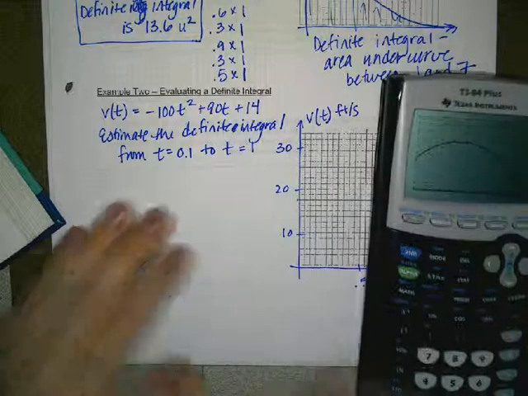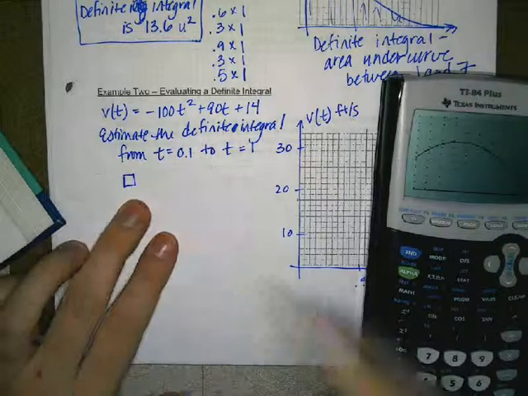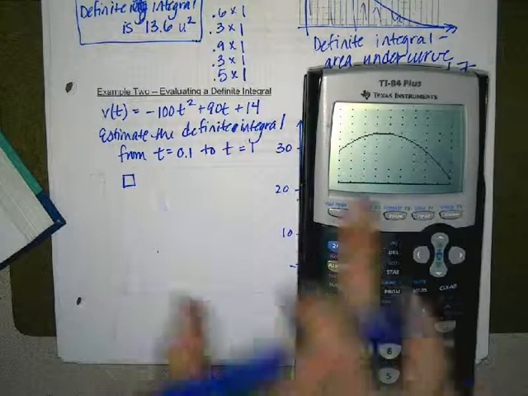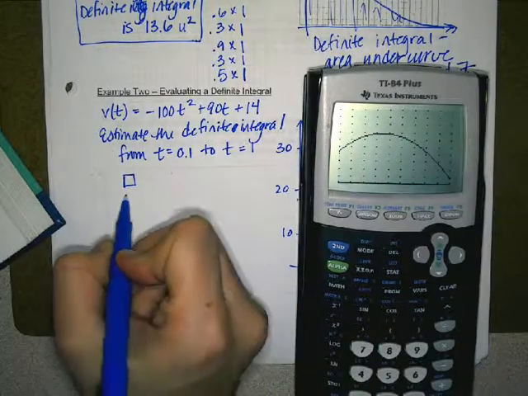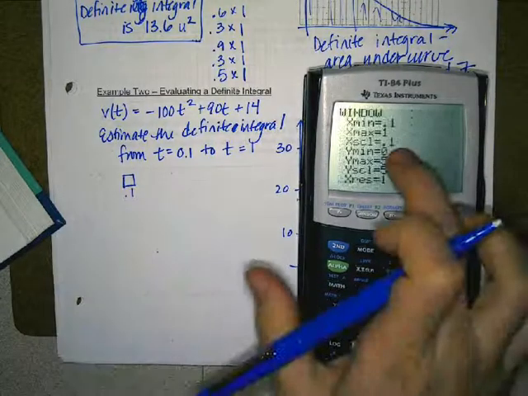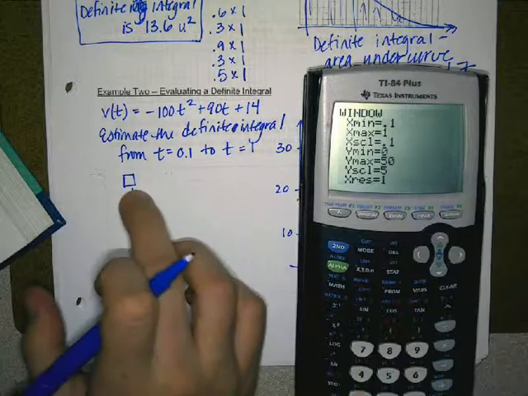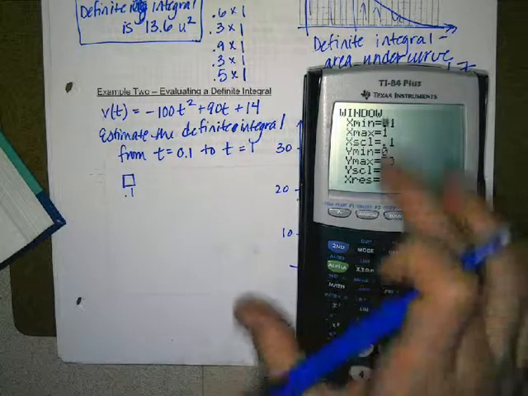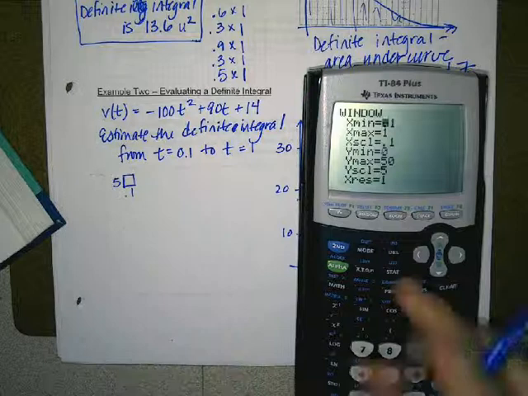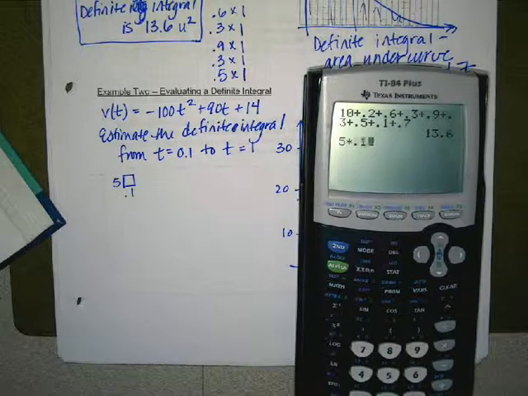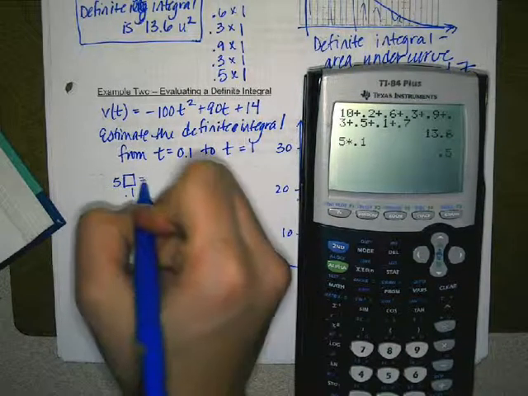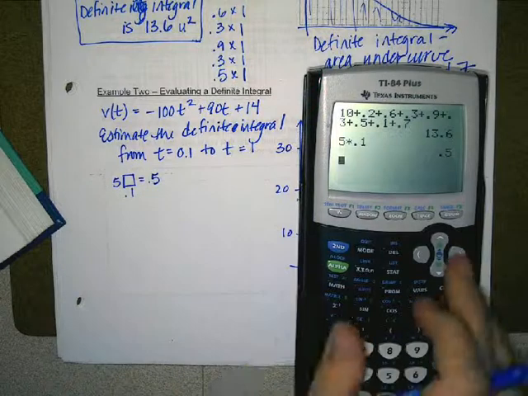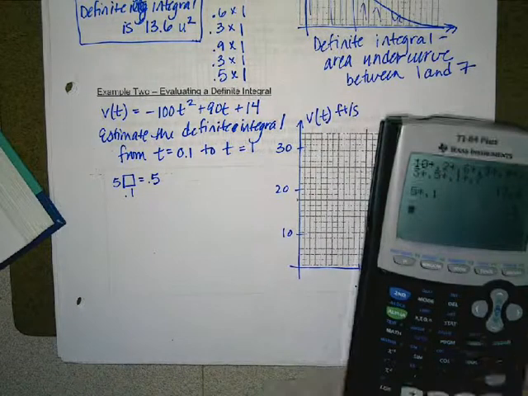And this is where we draw the little area box to represent what each square is worth. Every x, like I went up by 0.1 on my x's, so every x is worth 0.1. And then every y is worth 5. So 5 times 0.1 will give me an area of 0.5. So every square is worth an area of 0.5. Okay, going back to the graph.